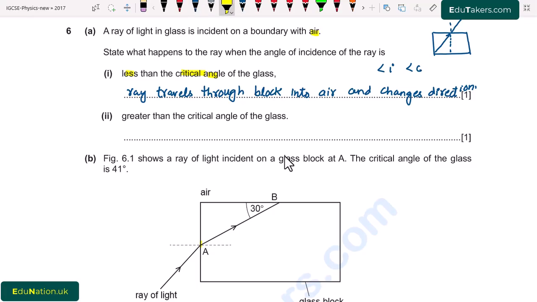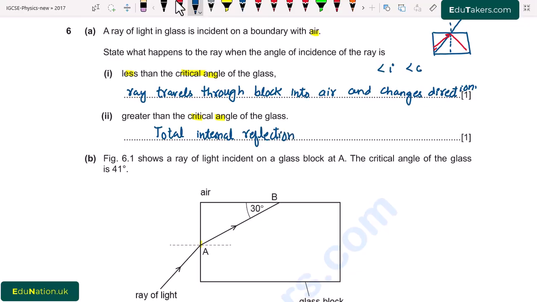Part 2, greater than the critical angle of the glass. So, if the incident ray has the angle that is greater than critical angle, then what will happen? This ray will reflect back, so there will be no refraction. There will be totally internal reflection. So I write here, there will be total internal reflection.